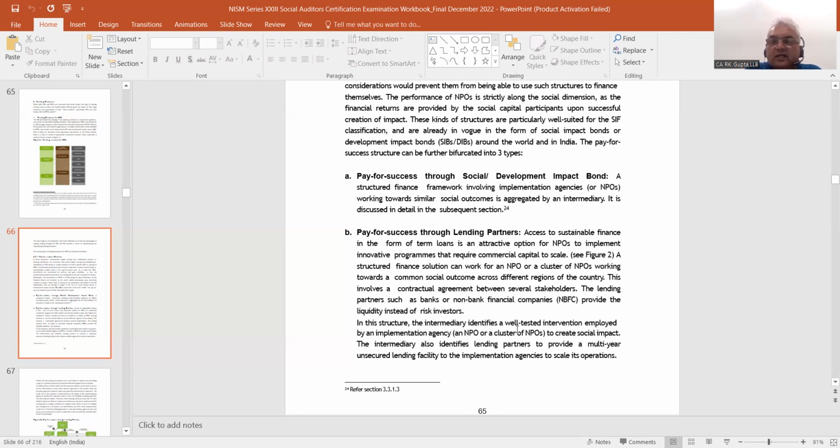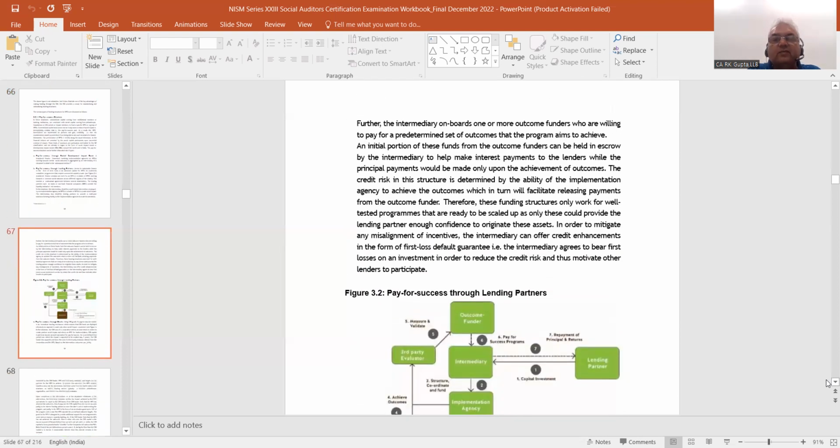So they will identify a well-tested intervention employed by an implementation agency to create social impact. The intermediary also identifies lending partners to provide a multi-year unsecured lending facility to the implementation agencies to scale its operations. अभी तक जो सीधा सीधा हो रहा था काम, अब वो थोड़ा सा घुमा करके होगा.